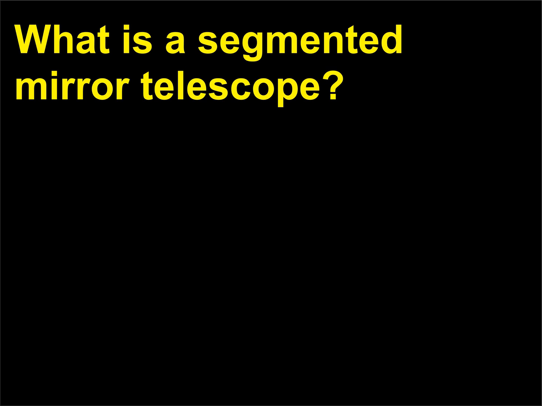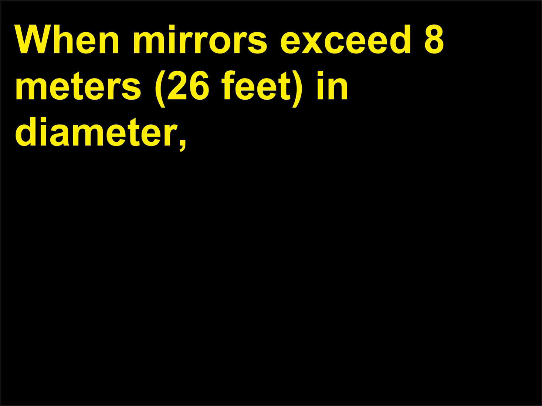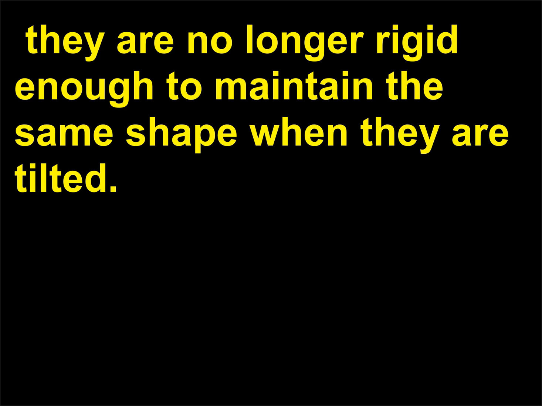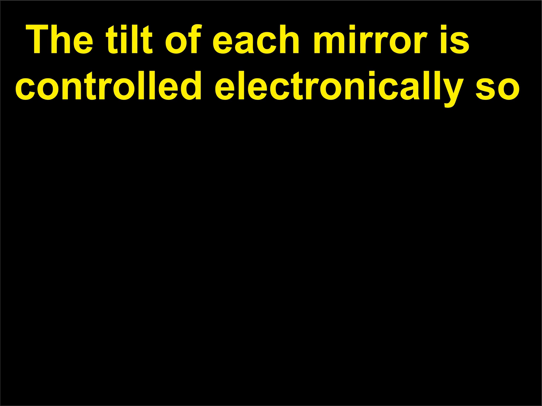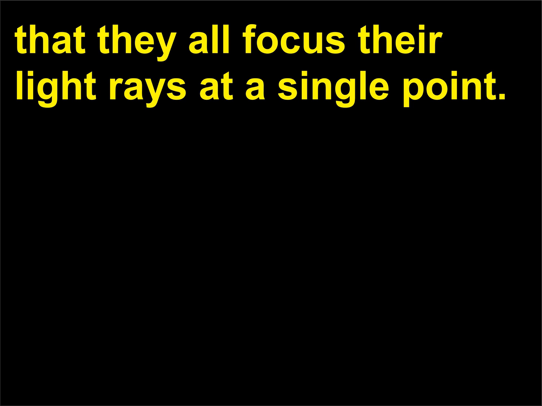What is a segmented mirror telescope? When mirrors exceed 8 meters, 26 feet, in diameter, they are no longer rigid enough to maintain the same shape when they are tilted. The Keck telescope was the first to be built of 36 hexagonal mirrors. The tilt of each mirror is controlled electronically so that they all focus their light rays at a single point.